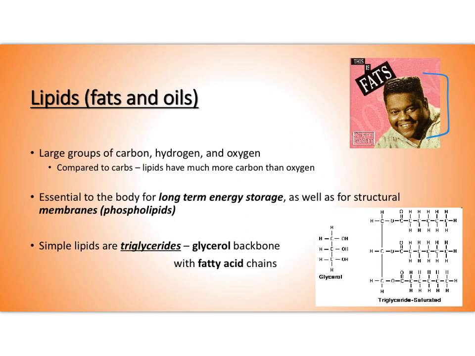lipids are the fats and oils, and these structurally are just big groups of carbon, hydrogen, and oxygen. Lipids are really carbon rich. So what we say is that lipids have much more carbon than anything else, really, much more carbon than oxygen. Generally, something like a carbohydrate or a protein has pretty similar numbers of carbons and oxygens, but lipids will have a whole lot more carbon in these big chains usually.